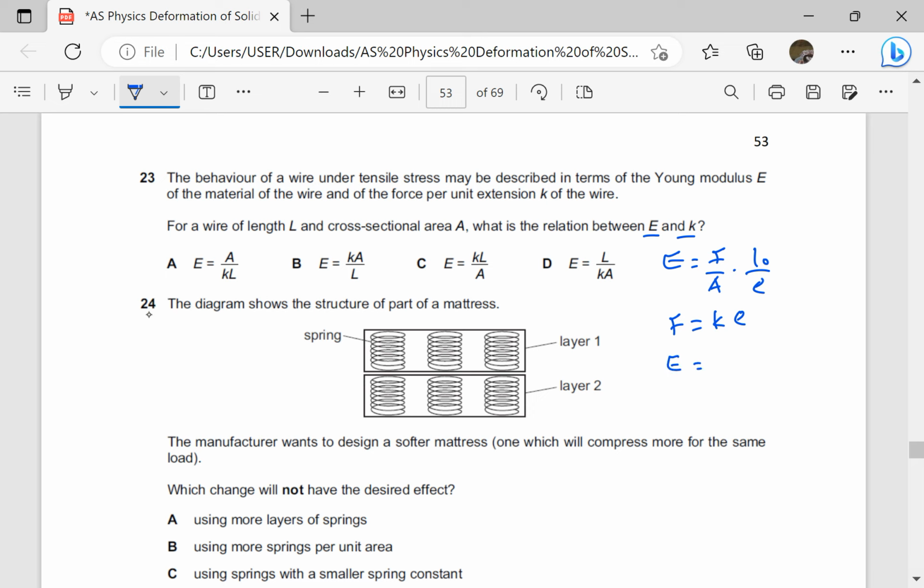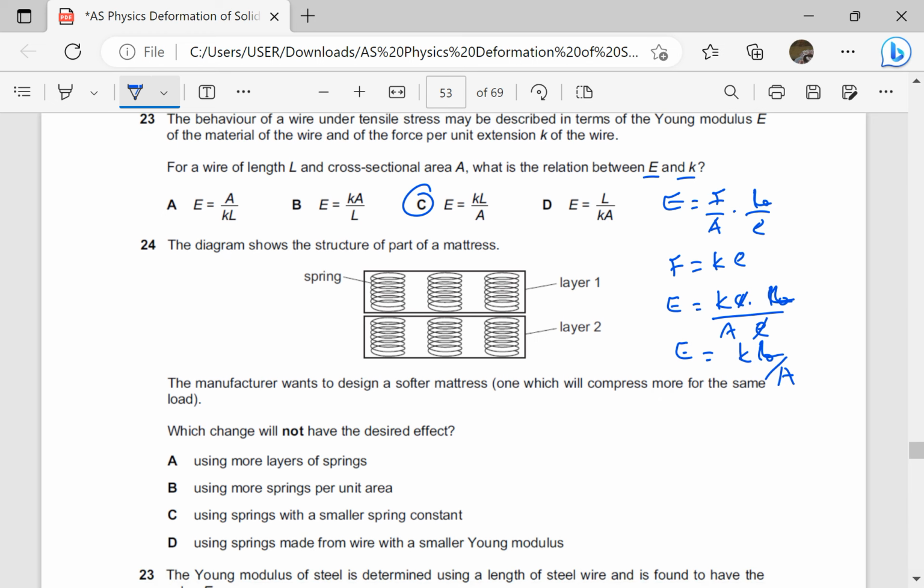So E is going to be equal to KE times original length over A times E. So E has cancelled. It means E is going to be K L naught over A, which means our answer is going to be C. KL naught over A, or KL over A, because they say the original length here was L. So I'll just say KL over A.